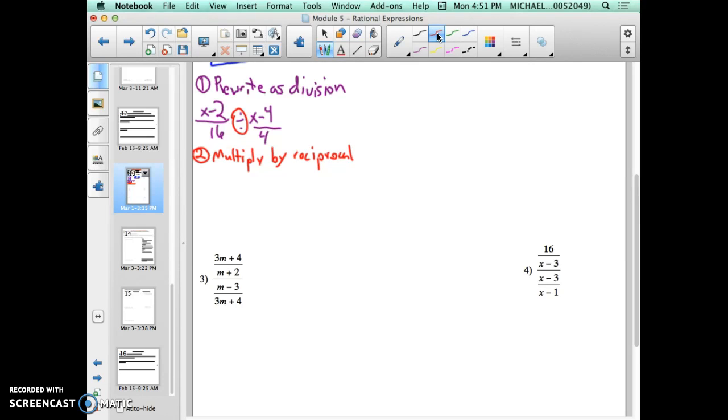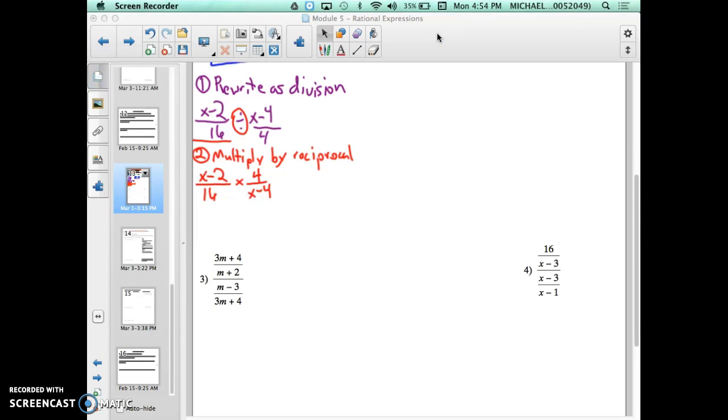So instead, I'm going to drop this side down. I didn't do anything with that. x minus 2 over 16 times 4 over x minus 4. Remember the reciprocal, I just flip them. And so instead of x minus 4 on top, it's now on the bottom. That concludes step 2. Now at step 3, again, I consider, is there anything that can be factored? In this case, nothing can be factored. It's already down into its factored form.